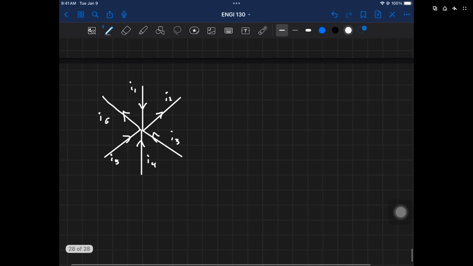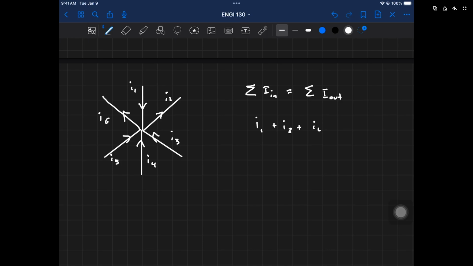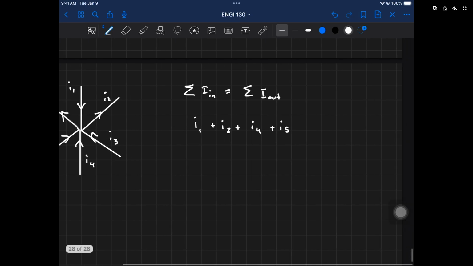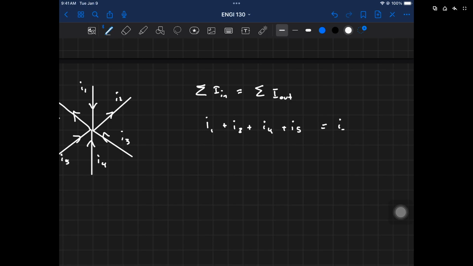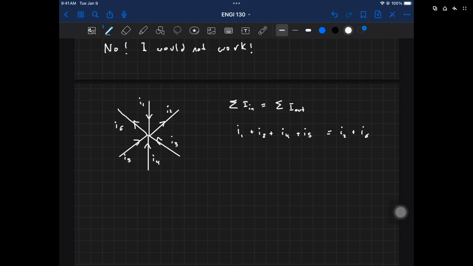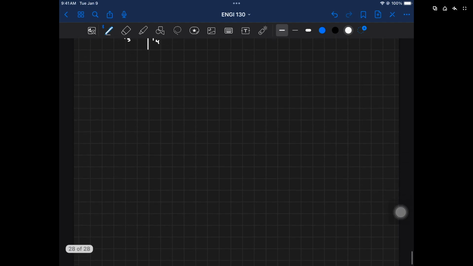Right? This diagram basically means that the sum, remember, Kirchhoff's current law says sum of I in is equal to the sum of I out. So in our specific case here, it would be I1 plus I3 plus I4 plus I5 is equal to I2 plus I6. So that's how we would use it in this example. Now let's do an actual problem with it.